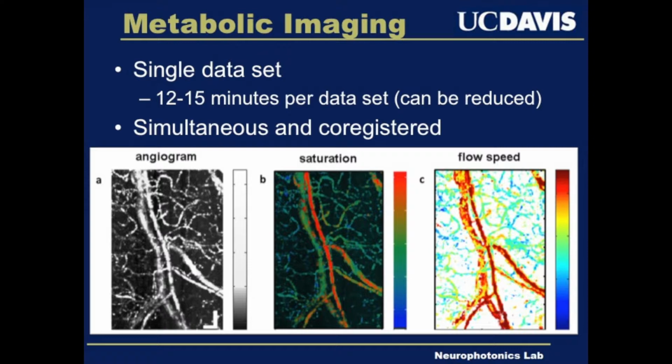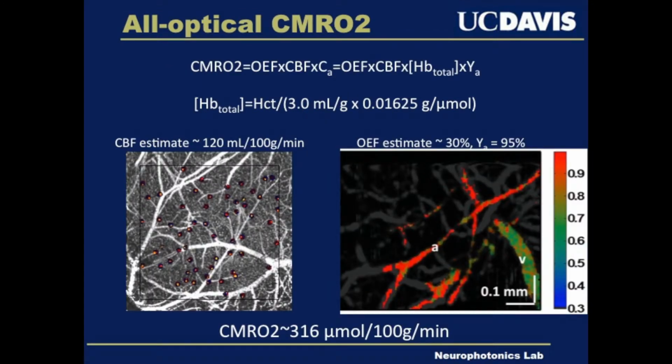And so what can we actually do with this? We can combine all of these different pieces of information, and put it into this formula, and we can figure out a quantifiable measure of, in this case, the metabolic rate of oxygen consumption in the brain. And if we look at this measure that we have here, 316 micromole per 100 gram per minute, this is in agreement with the literature, which I think is a very exciting result.